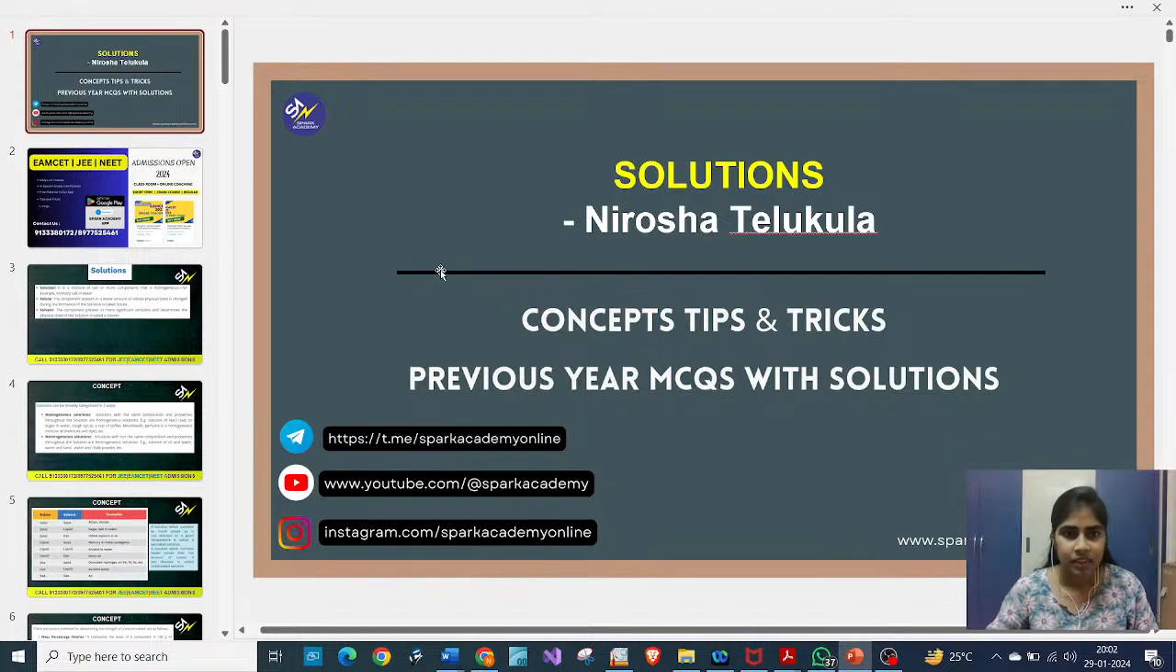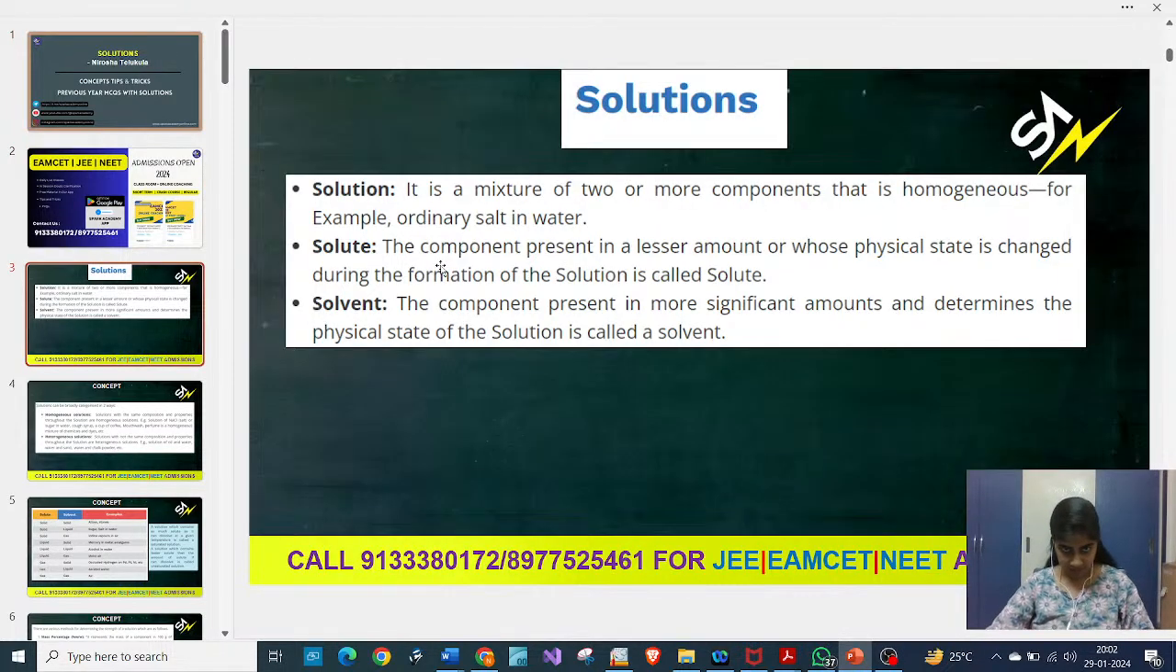Okay, now let us see the basic definition. What is meant by a solution? So what is a solution? It is a mixture of two or more components, as shown in the slide. It is a mixture of two or more components, which is a homogeneous mixture or a heterogeneous mixture. Let us see in detail.